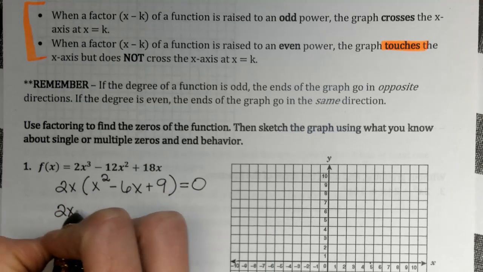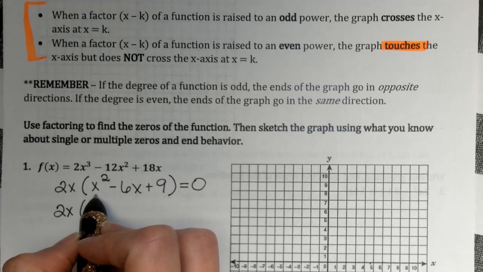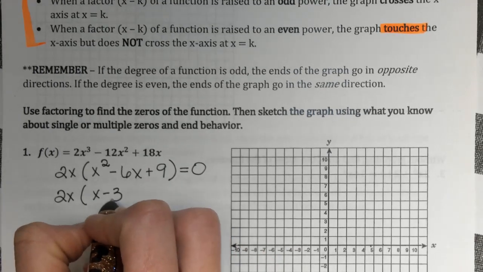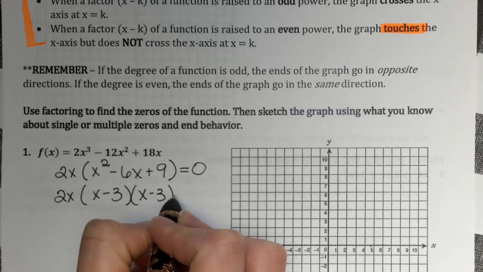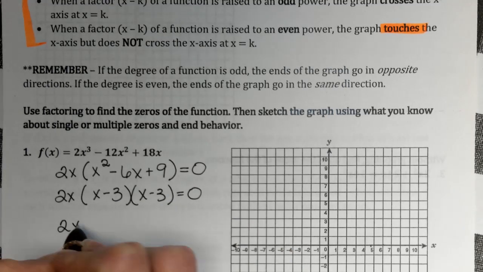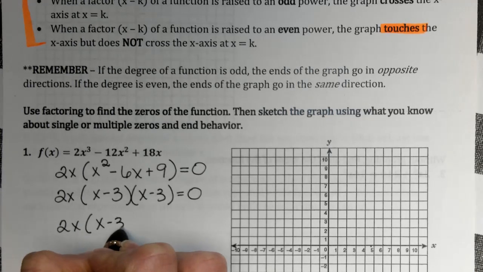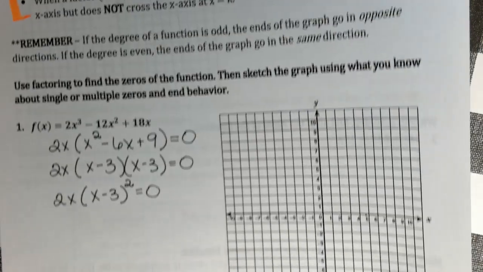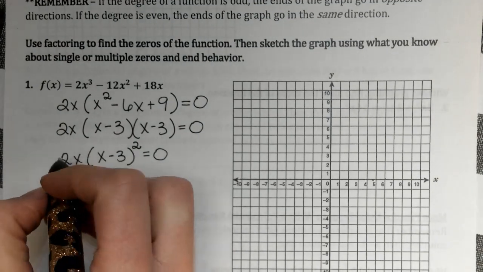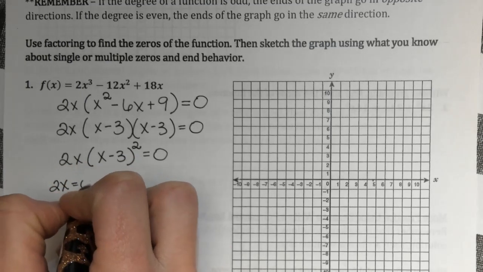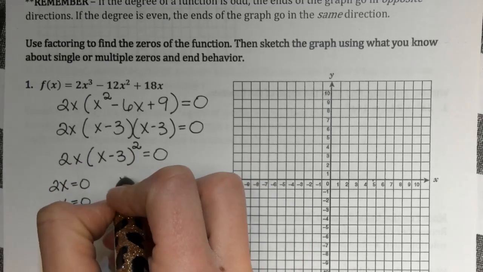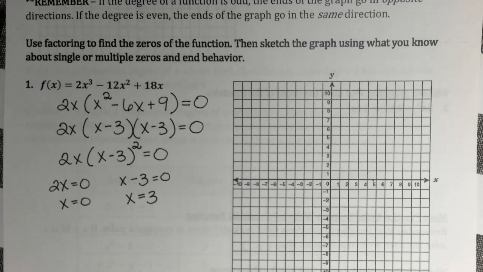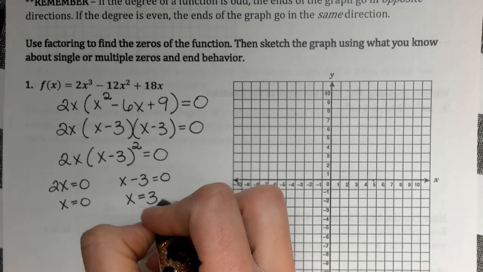I'm leaving that 2x out front, and what does what's inside parentheses factor to? X minus 3, x minus 3 equal to 0, or, you know, it could be 2x times x minus 3 squared equal to 0. Either way, I'm good with it. Alright? So 2x equal to 0 will give me x equals 0, and x minus 3 equal to 0 is going to give me x equals 3, but what's special about that one? It's going to give me a double solution.